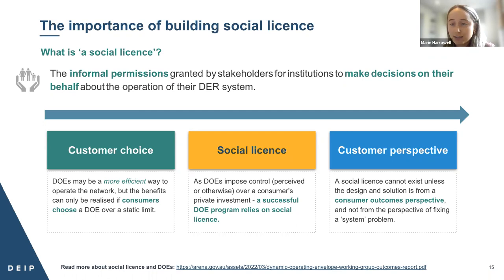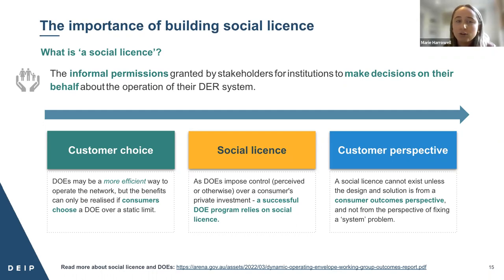So what is a social license and why is it important for a DOE program? In 2020, ECA worked with Cutler Merz to publish a report on social license for consumer energy resources such as solar or batteries. The report defines a social license in the context of these resources as the informal permission granted by stakeholders for institutions to make decisions on their behalf about the operation of their energy resources. So it's really about establishing and maintaining the trust between consumers that institutions and organizations are offering programs and making decisions that have their best interests at heart.